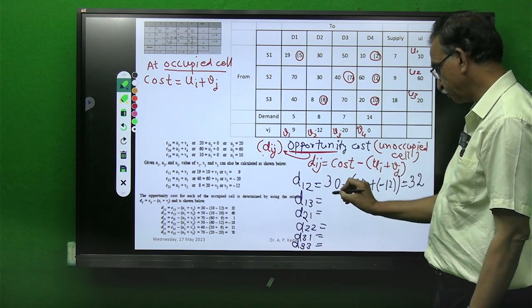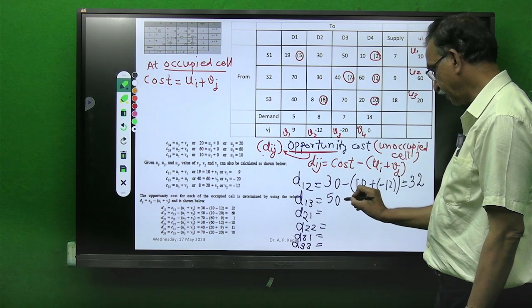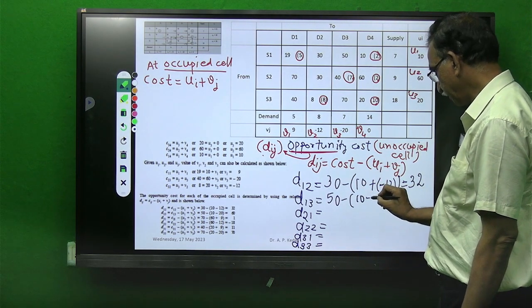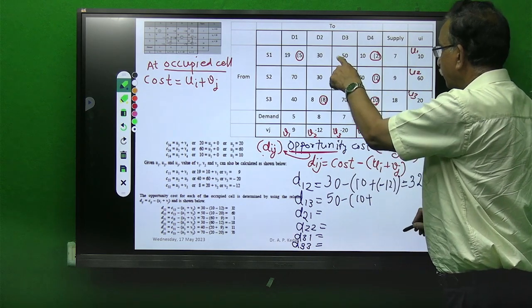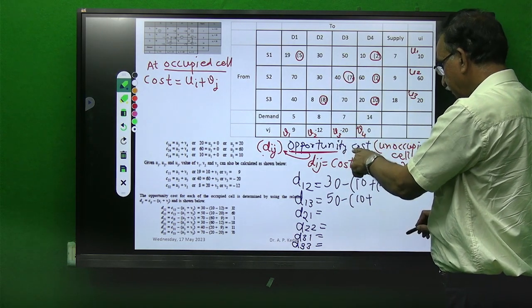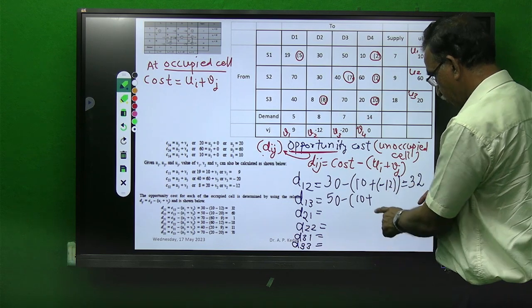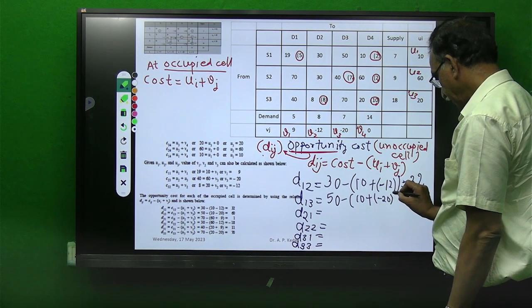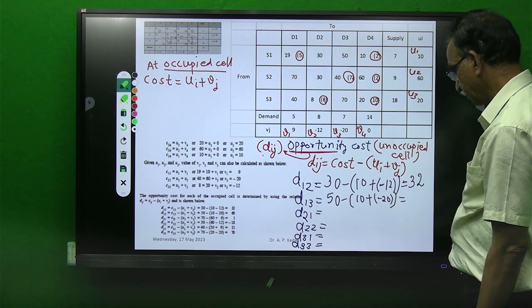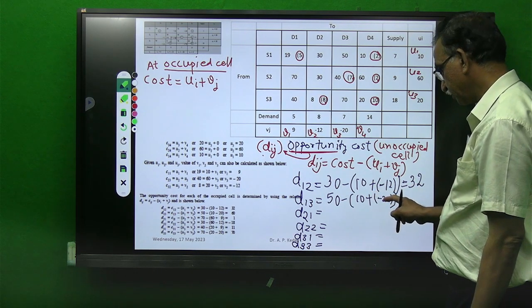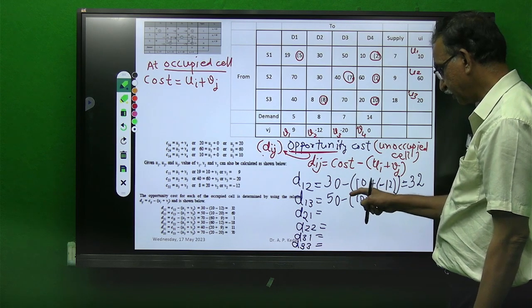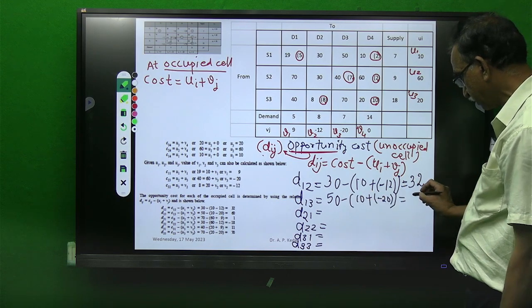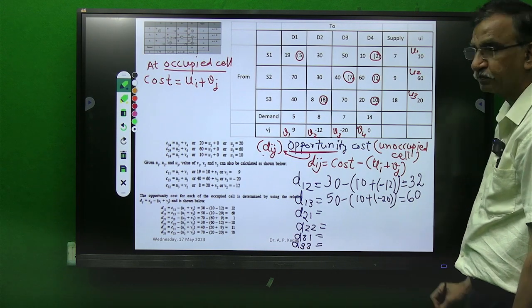D13 cost is 50 minus, same logic, 10 plus 10 plus, it is minus 20. So plus minus is minus. So what we will write? Suppose minus 20 and equal to. So it will be minus 10, minus 10 minus plus 10. So if you add it, it will be nothing but 50 plus 10, it will be 60.